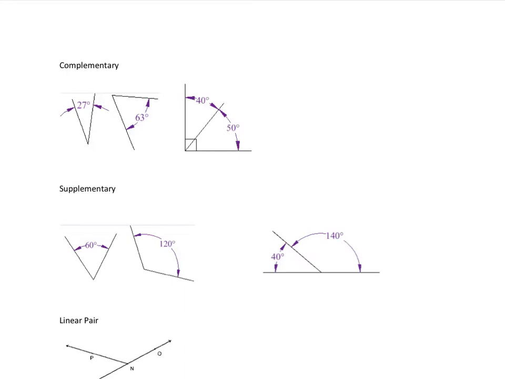Complementary. Complementary angles mean that the two angles add up to 90 degrees. And they do not have to be adjacent.